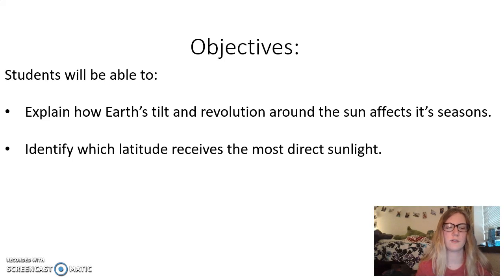Hello, today we are going to discuss how and why Earth seasons occur. Our objectives for today are that students will be able to explain how Earth's tilt and revolution around the sun affect its seasons. Students will also be able to identify which latitude receives the most direct sunlight.